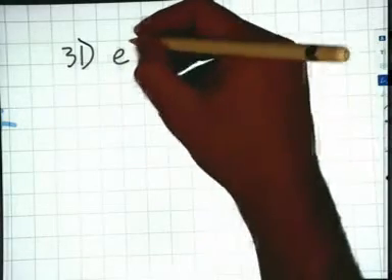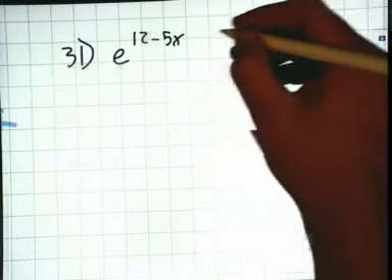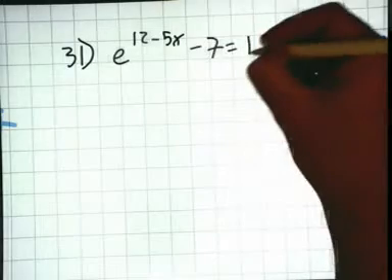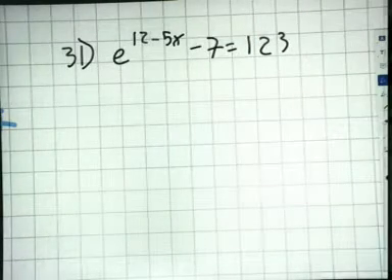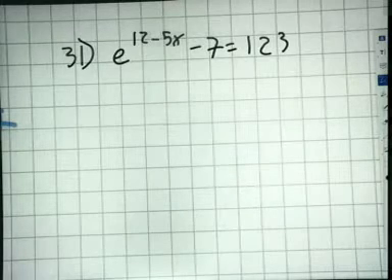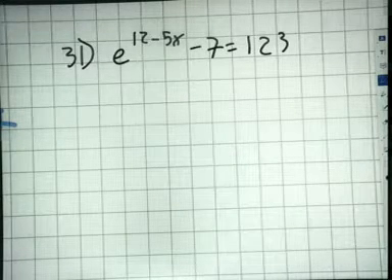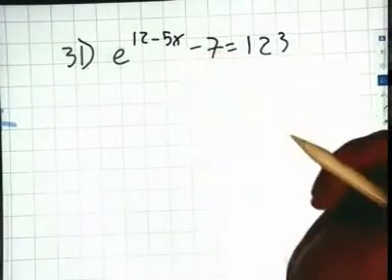So we have e to the 12 minus 5x minus 7 is equal to 123. So when I look at this equation, I notice that the variable that I want to solve for is up here in the exponential position.